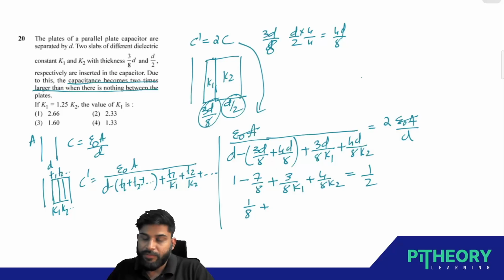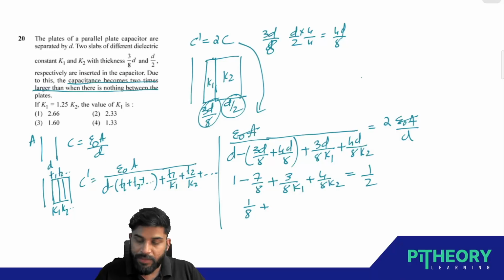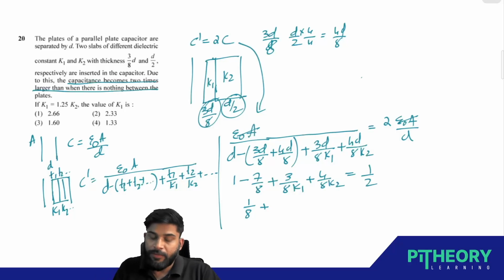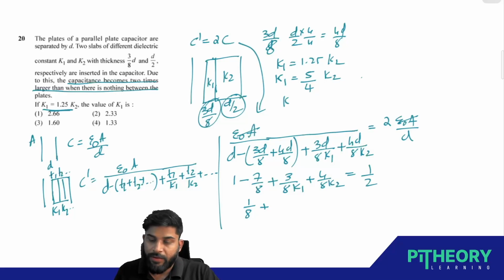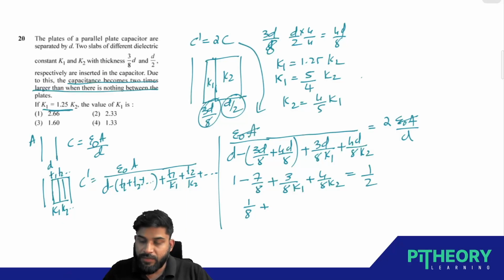3 by 8 K1 you have taken. Here, it's also given that K1 is equal to 1.25 K2. That step also we need to add. K1 is equal to 1.25 K2. I prefer to write it as a fraction, since multiple fractions are involved now. You can write that as 5 by 4, correct? So you need to find K1. So K2 is equal to 4 by 5 K1.